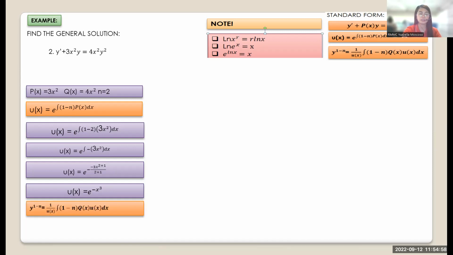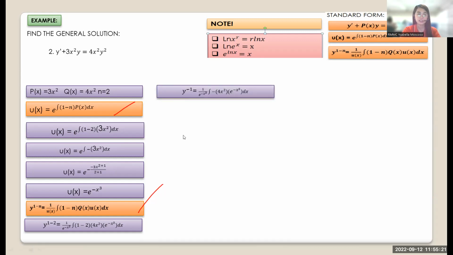Next thing na gagawin natin is to solve for your general solution using this equation. So you need to memorize the equation, no? Itong equations na ito in order for you to solve the first order linear differential equation as well as the Bernoulli differential equation. So substituting the values, therefore ito yung magiging itsura ng ating equation. Okay? So let us try to simplify. So that is y raised to negative 1. Galing siya sa 1 minus 2. This one, you have a negative because you have 1 minus 2, 4x squared, and e raised to negative x cubed. Okay? So, sige, tingnan natin.